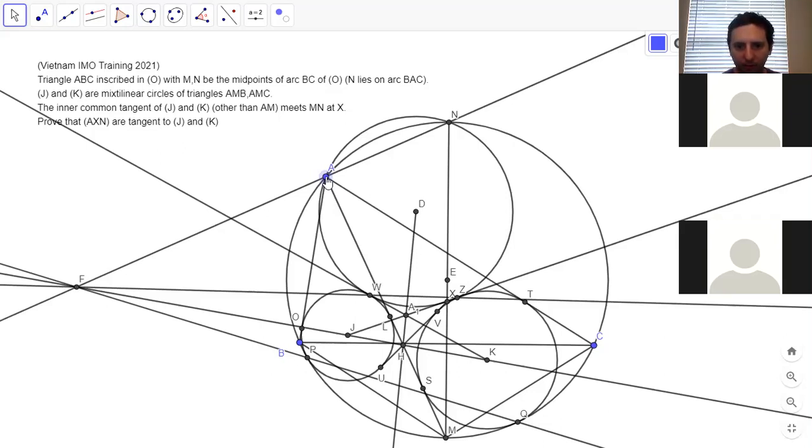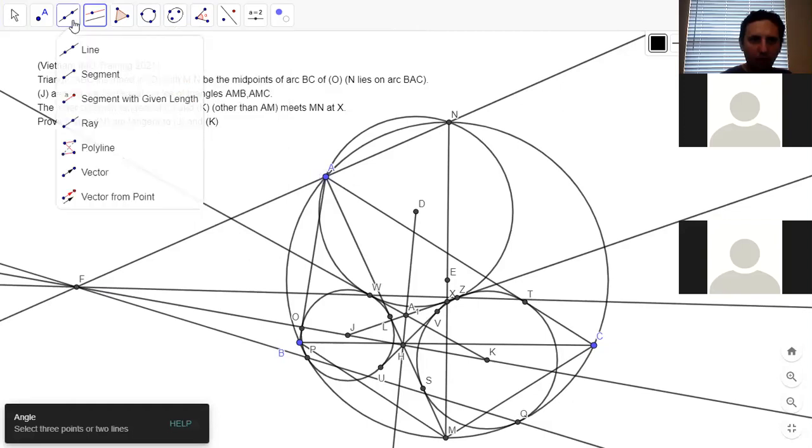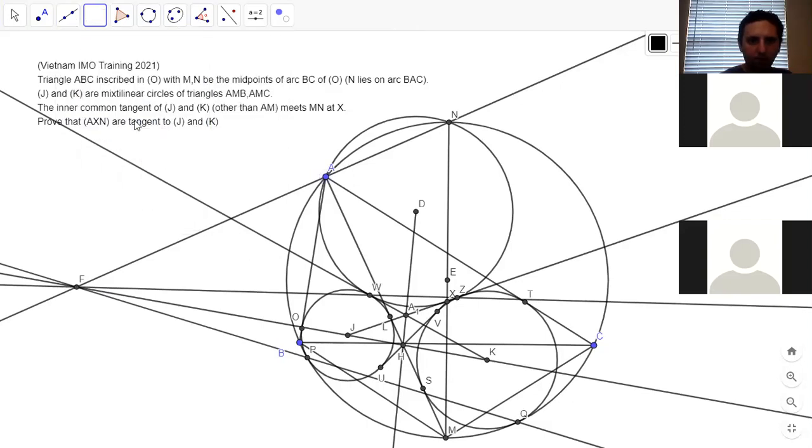Why does the exsimilicenter lie on AN? And is JK, is FJ the angle bisector of this? Okay, it's not the angle bisector.